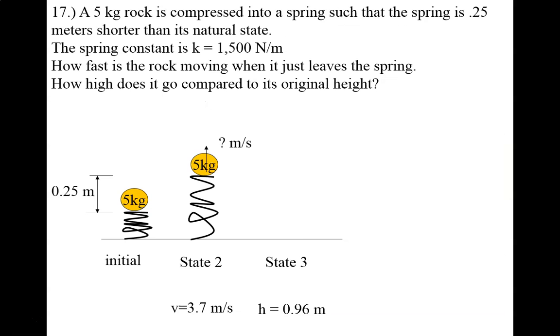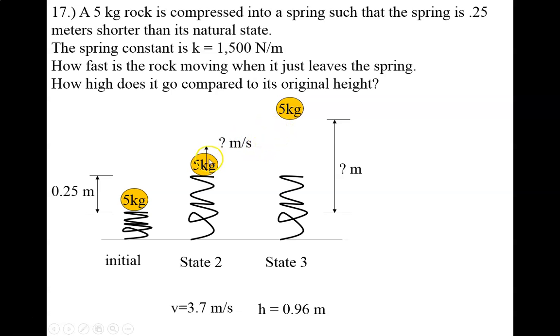Let's throw some springs in the mix. So here we've got a 5 kilogram rock on a spring, and it's compressed a quarter of a meter below its natural state, its unstretched or undeformed state. What we want to do is figure out how fast the ball is moving right when it reaches the unstretched or uncompressed state, and then we want to figure out how high that rock is going to go once it's released from the spring.